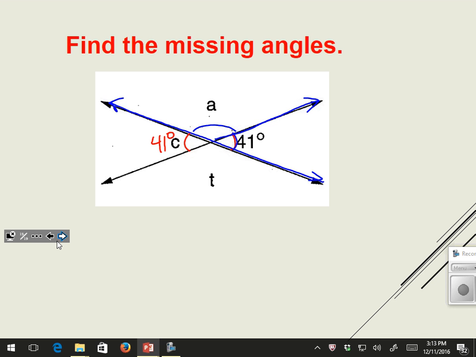Angle A plus 41 degrees equals 180 degrees. So how much is angle A? Well, let's do some math. A plus 41 equals 180 degrees. Subtract 41 from both sides. A is then equal to 139 degrees.